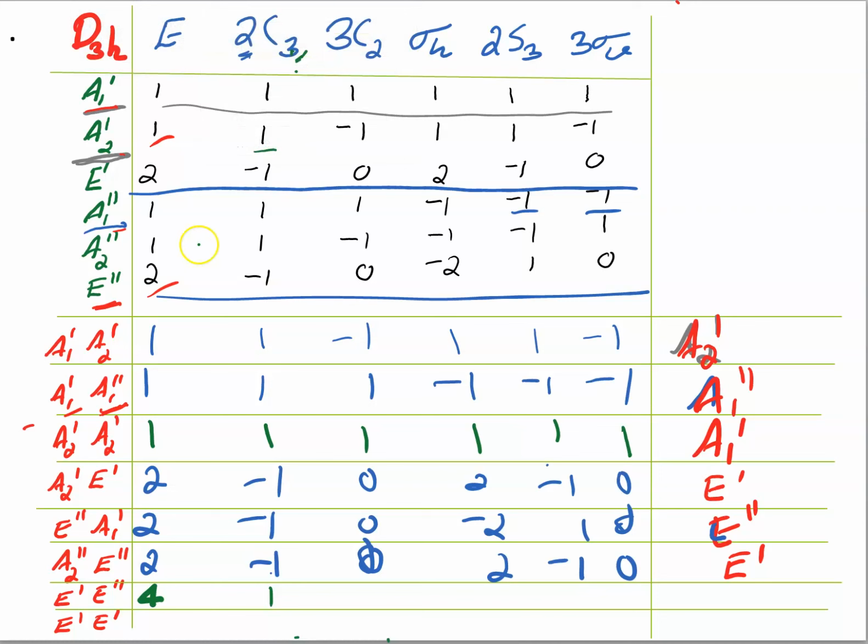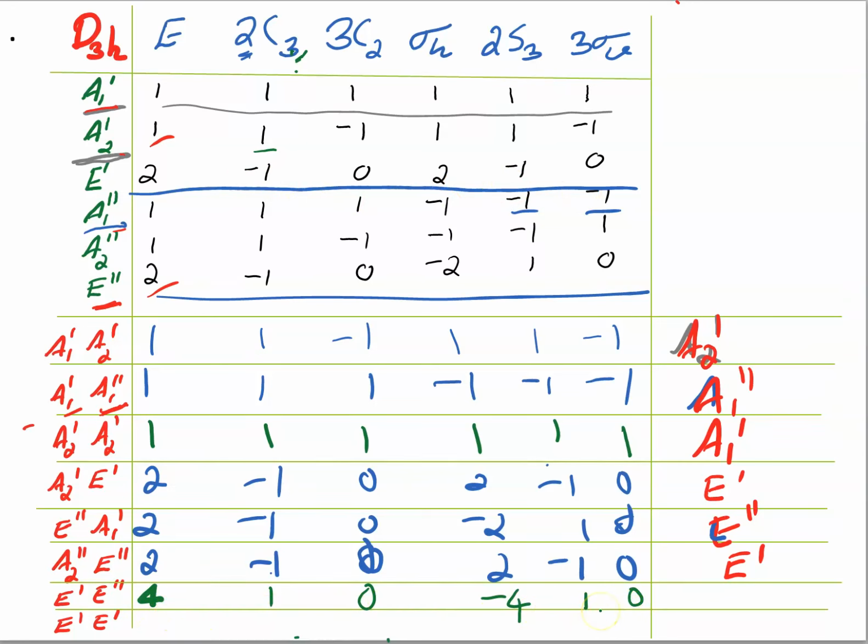Yes, okay. Next, 0 into 0, that is 0. Next, 2 into minus 2, that is minus 4. Next, minus 1 into 1, that is 1. And 0 into 0, 0. And we can see that this is not matched with any one of these. So it is a reducible representation. It is not an irreducible representation.